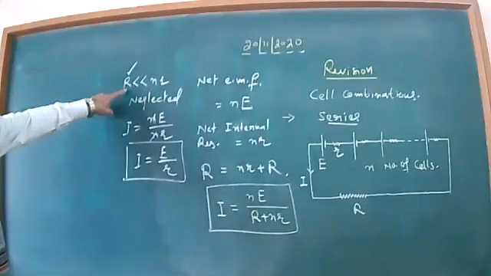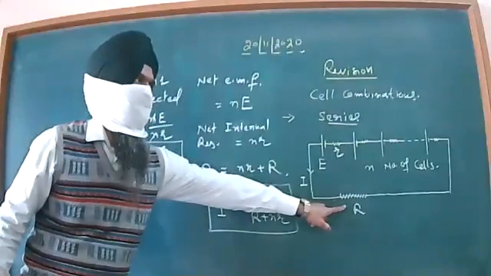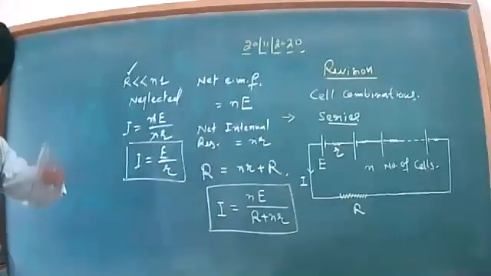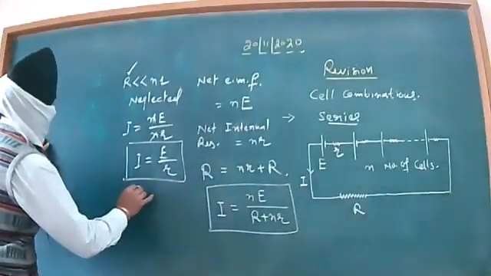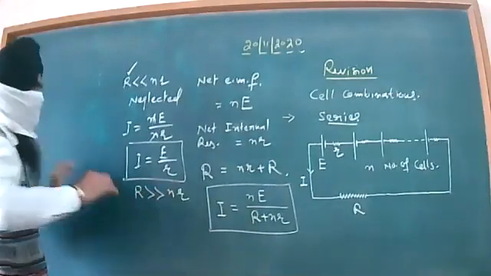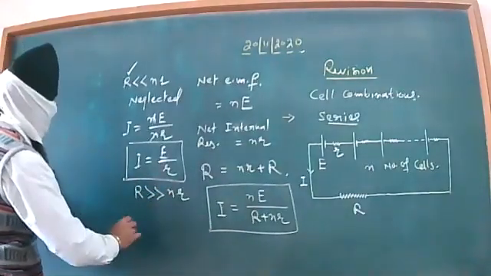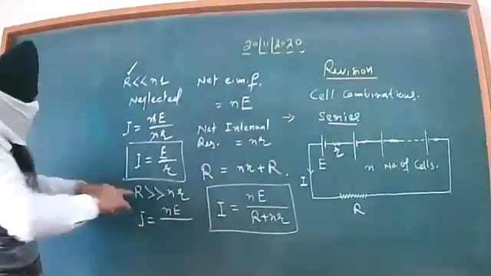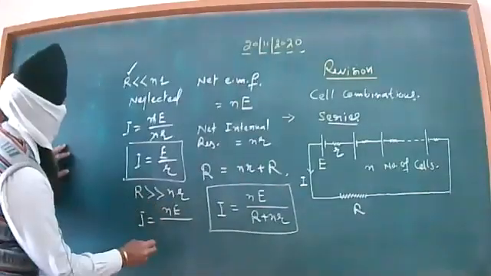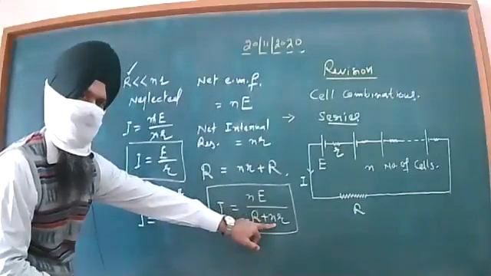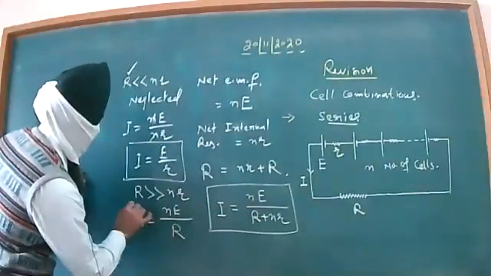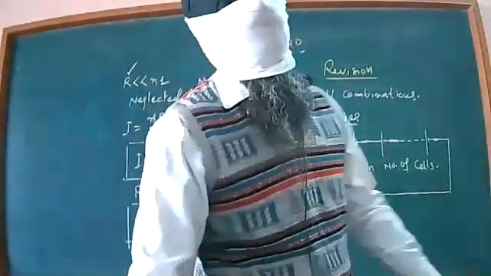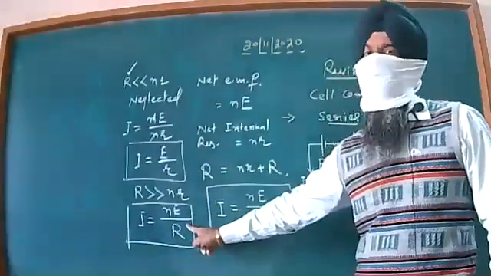Again, focus. If the external resistor capital R is far less than the internal resistances, we can ignore it. The reciprocal is also there. If capital R is far more than the net value of the internal resistances, then I will be equal to N into E. This time this small N r can be neglected, and I is equal to N into E upon R. Dear students, this is the maximum value of the current which will be flowing in this circuit.